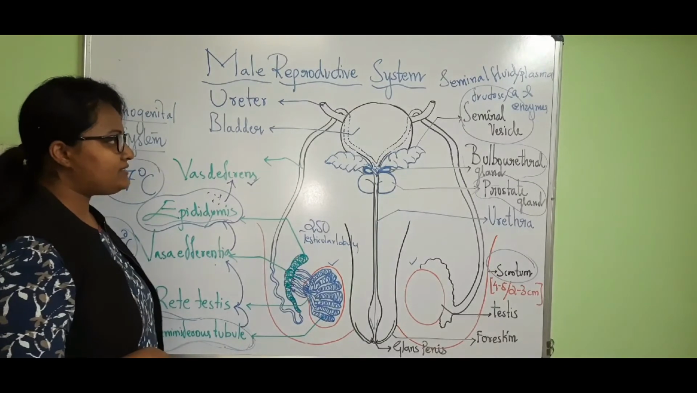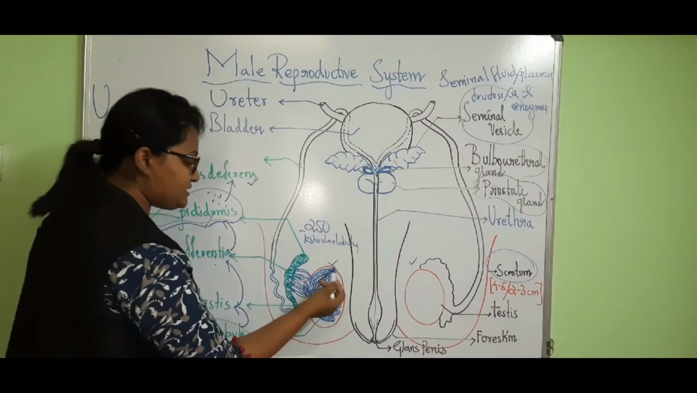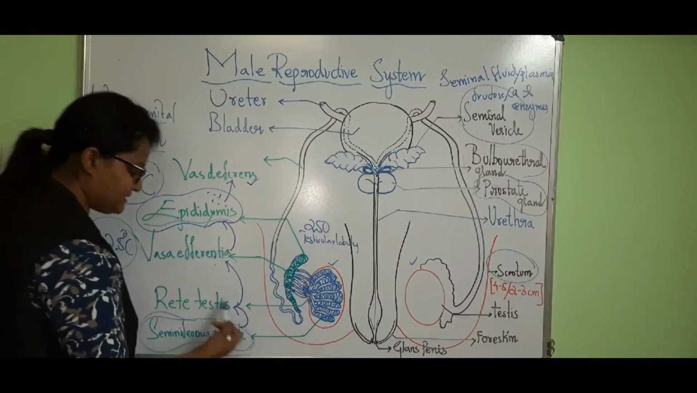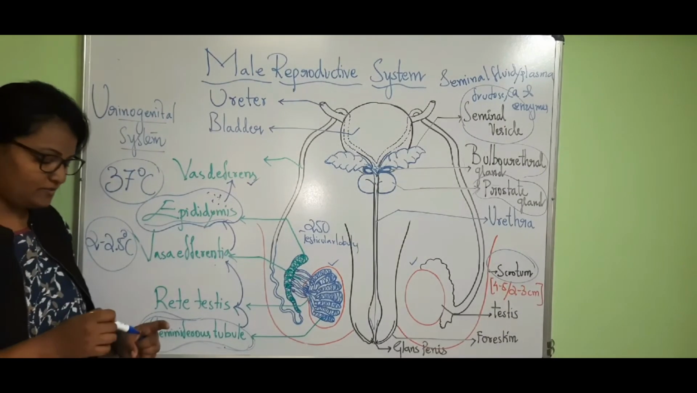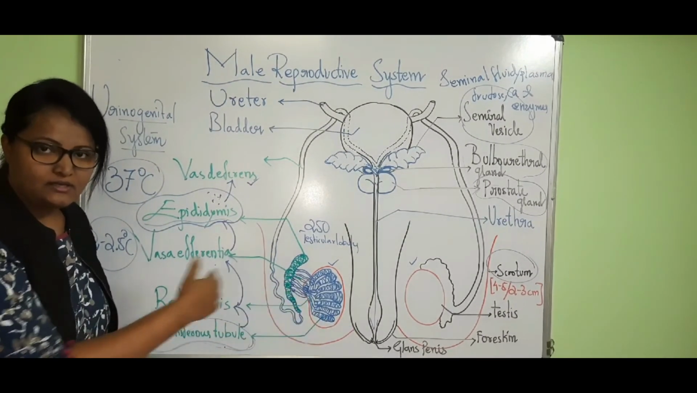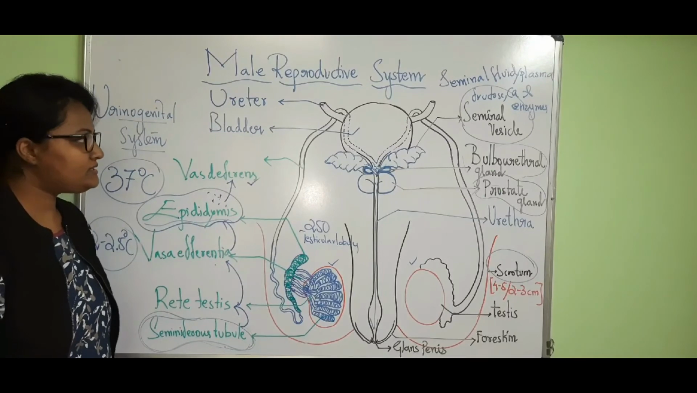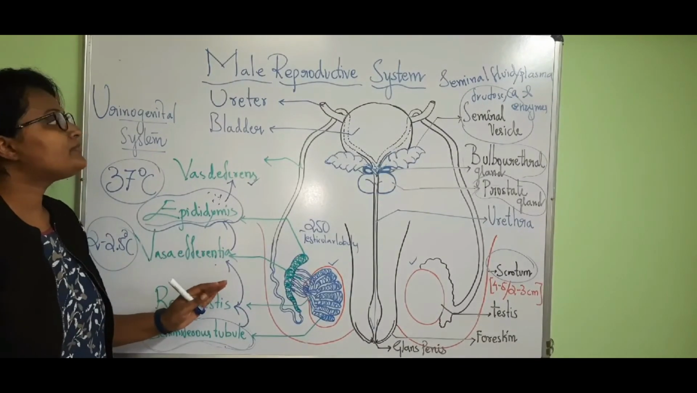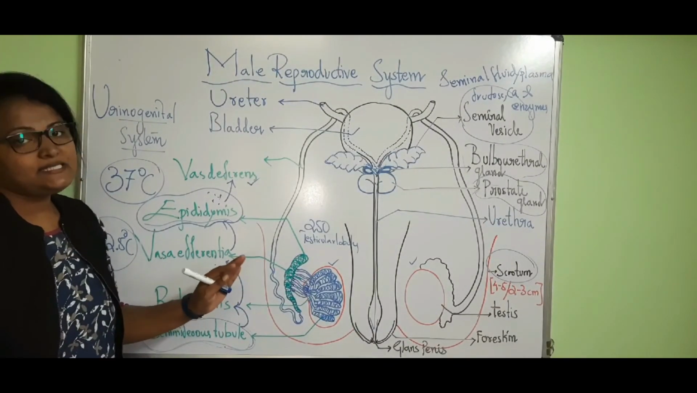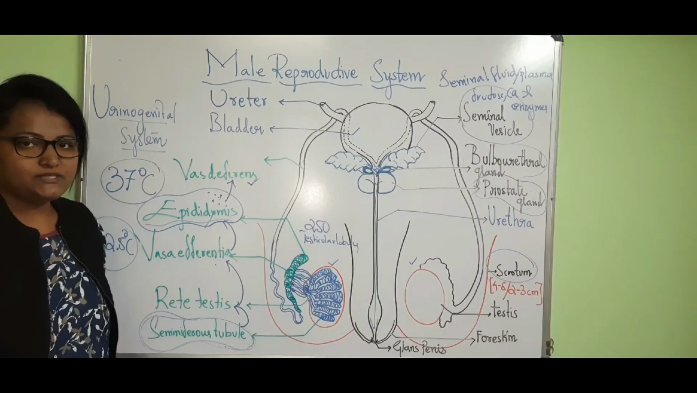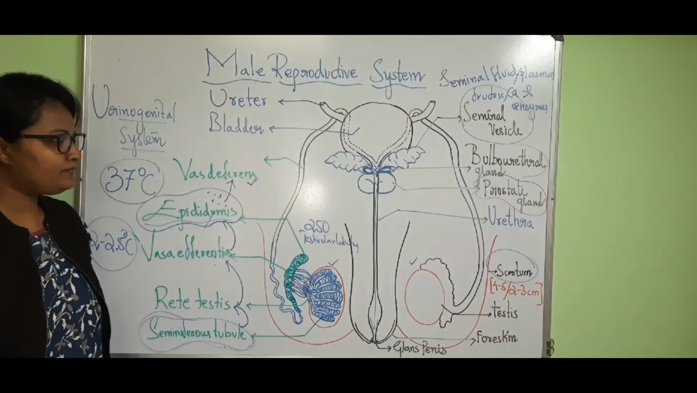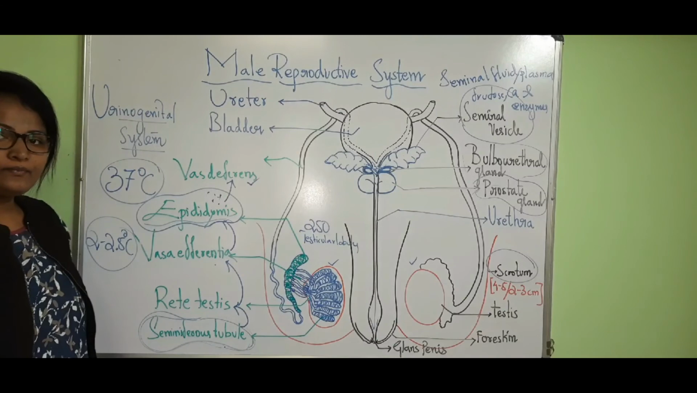So this is the structure. The sectional view of the testis, especially the seminiferous tubule, we will study in the next session. So this is the structure of the male reproductive system in humans.